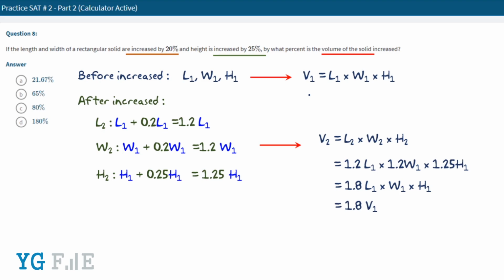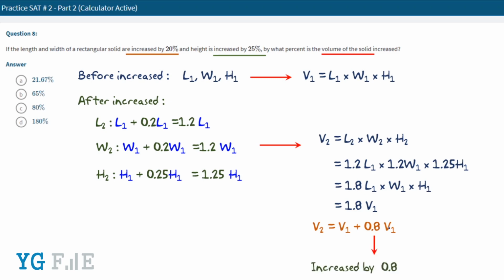So we have that V2 equals 1.8 times V1. And this expression actually can be rewritten as V1 plus 0.8 times V1. And from this last expression, we can clearly see that V1 is the volume of the solid before it is increased. It means that this 0.8 times V1 shows how much the volume is increased. So it means that the volume is increased by 0.8.